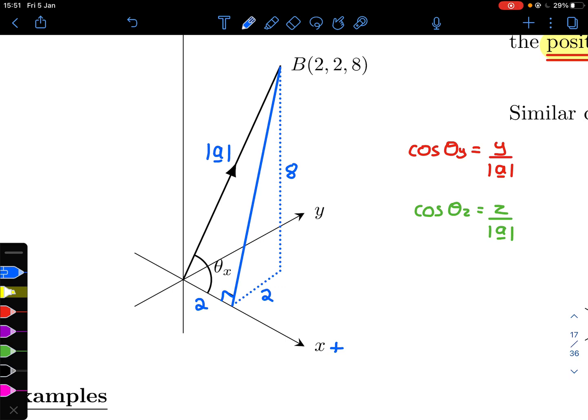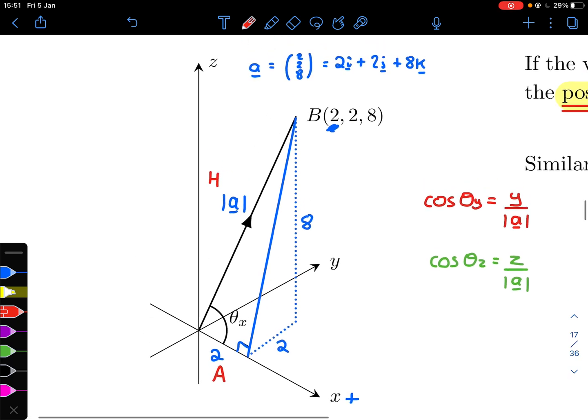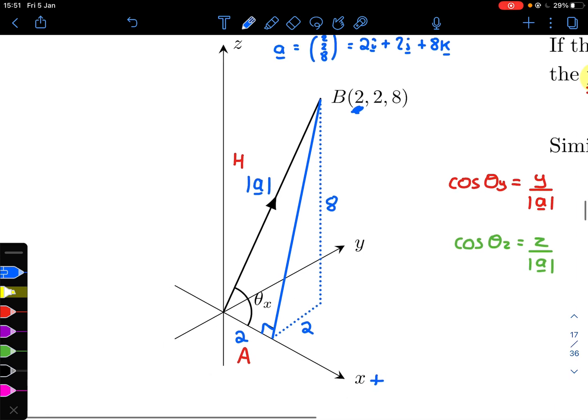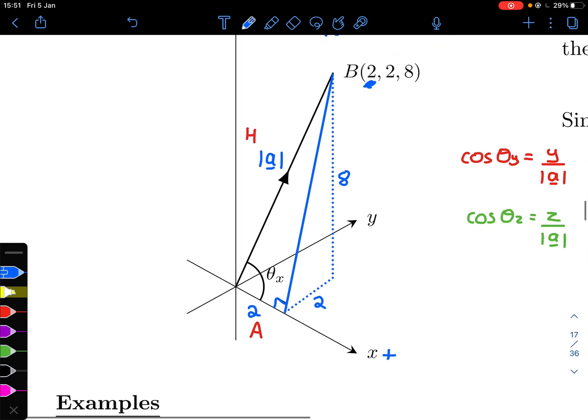The only value there that is attached to the x-axis is the 2, the first 2, the x component. So that 2 there is the adjacent to the angle I'm looking for. I don't know the opposite, that would be here, but I don't know that. But I do know the hypotenuse, or I can find it. I can find the magnitude of the vector. I don't need to find it now, I'm just deriving the formula.